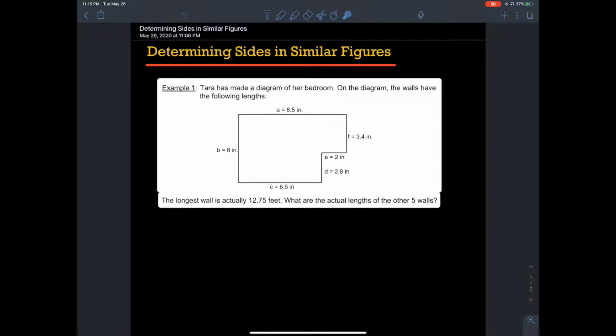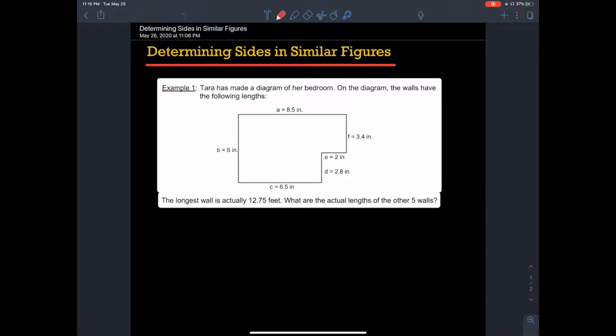We're looking at an example where Tara has made a diagram of her bedroom. On the diagram, the walls have the following lengths. We have A, B, C, D, E, and F, and each of those has its own respective length in inches. The longest wall that Tara is actually going to have is 12.75 feet, so it's a lot bigger. The question we're asking is, what are the actual lengths of the other 5 walls? Remember, this is just a scaled down version, a diagram of what she wants her room to look like, and we know at least one size of what it will actually look like.